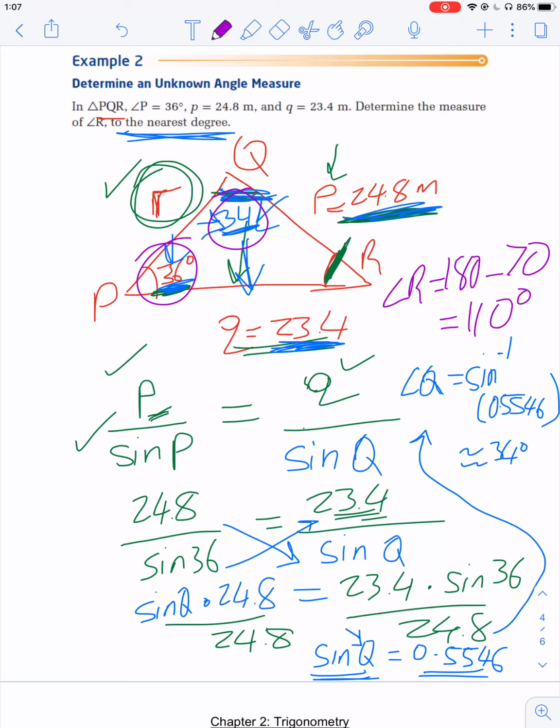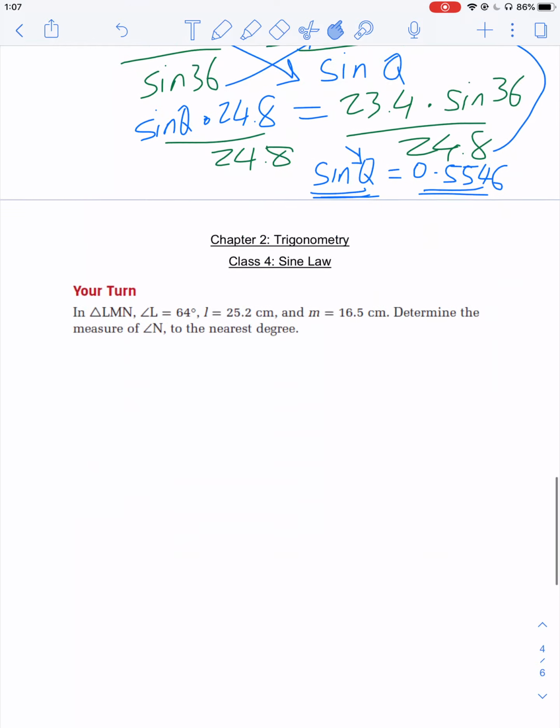Sometimes, as you can see, guys, you cannot find the answer directly. You're going to have to use a different ratio. You're going to have to find a different angle first. But because we're working with triangles, once you have two of the three angles, you can find the third one very easily. So let's move on to the next question.